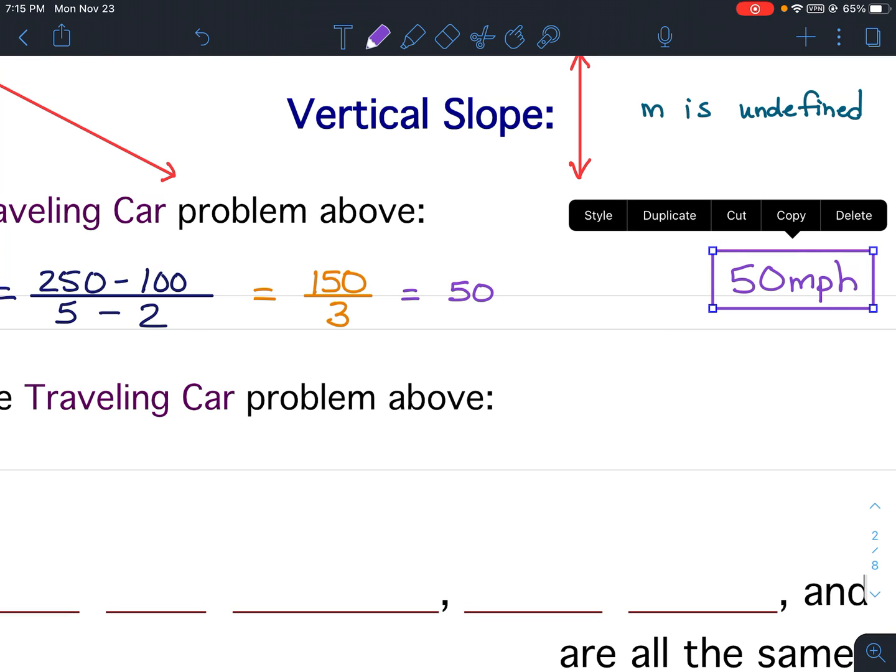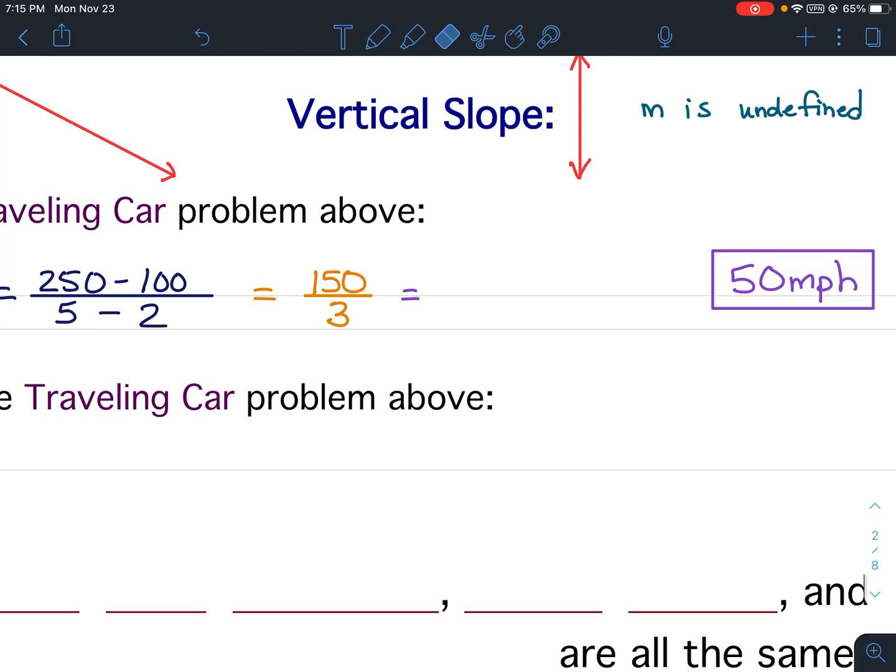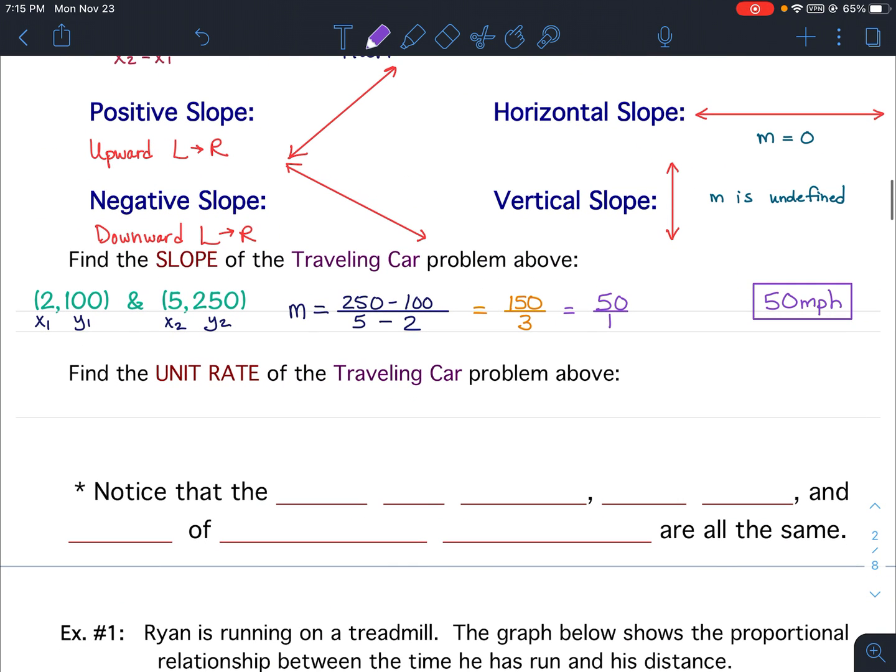So my slope is 50 over 1. Let's actually change this right here to 50 over 1. My rise is 50, my run is 1. 50 miles over 1 hour. All right. Now let's find the unit rate of the traveling car problem.